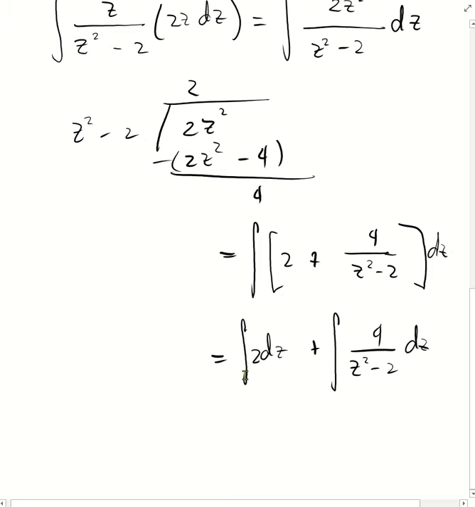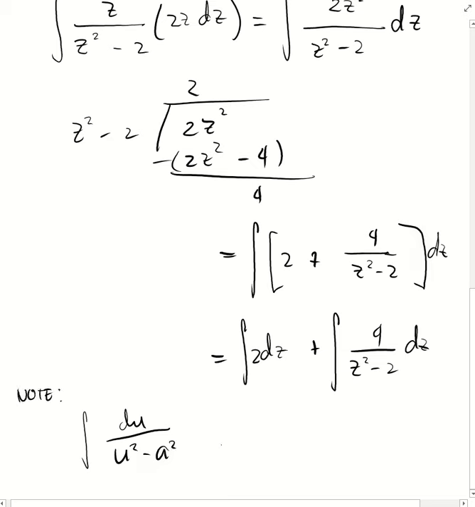We can solve the first term: the integral of 2 dz is just 2z. The second term is 4 over z squared minus 2. How do we integrate this? We can use the formulas. We derived the additional standard formulas. The formula is the integral of du over u squared minus a squared.